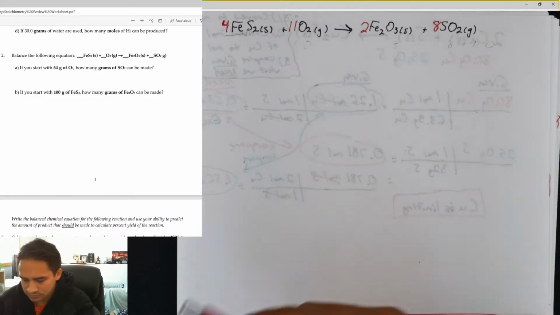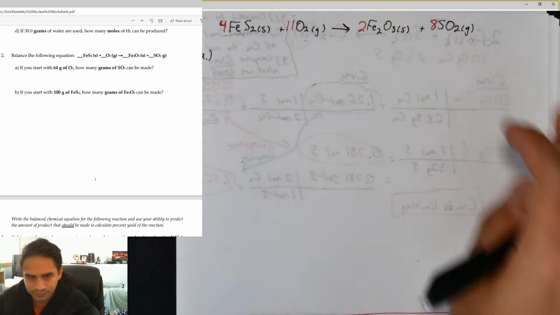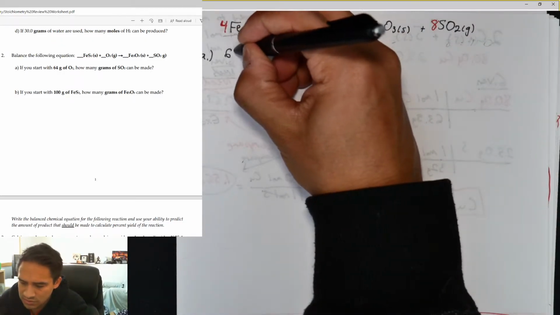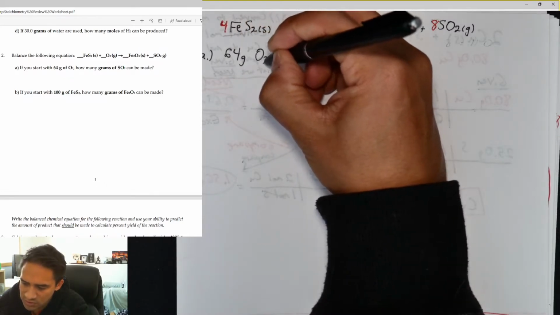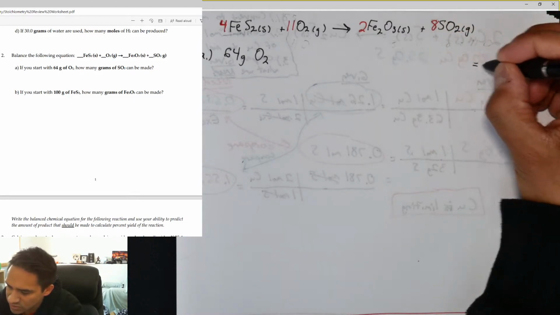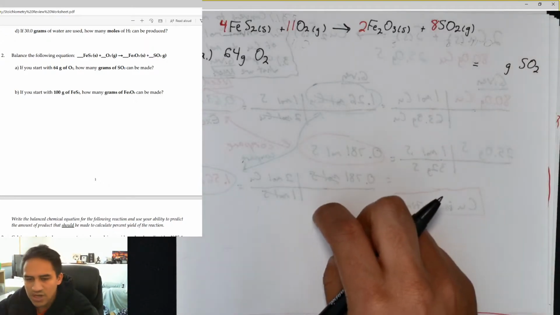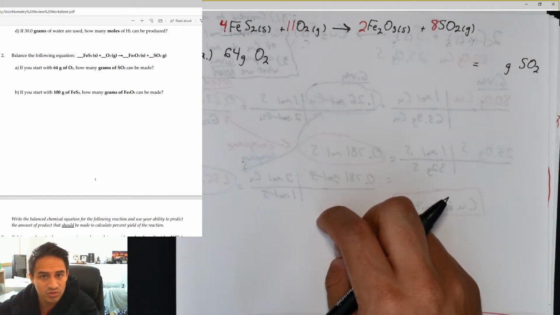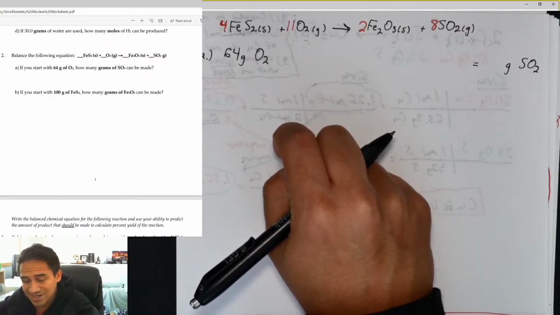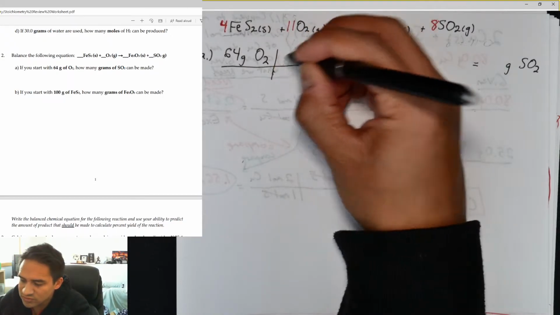All right, so let's move on then to letter A. If you start with 64 grams of O2, how many grams of SO2 can be made? All right, so over here, we're going to end in grams of SO2. Step 1 is always going to be to convert to moles if we're not given moles already. This, of course, is not in moles. So step 1, let's convert our grams of O2 into moles of O2.